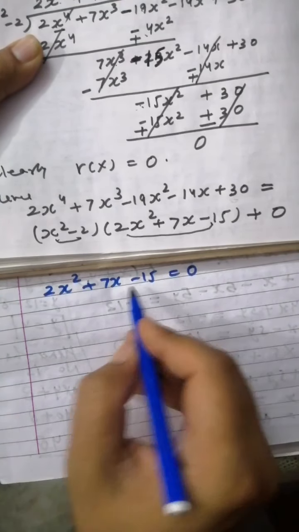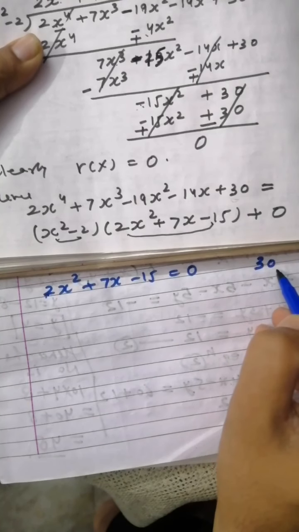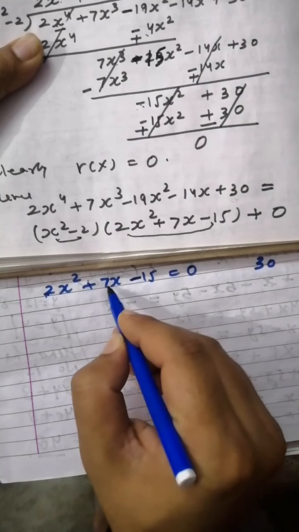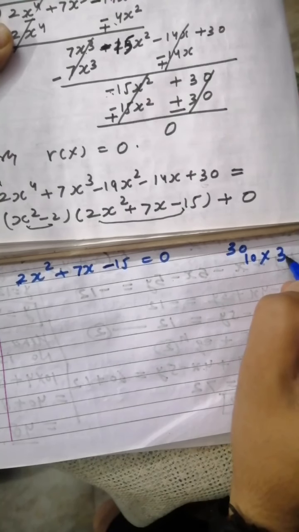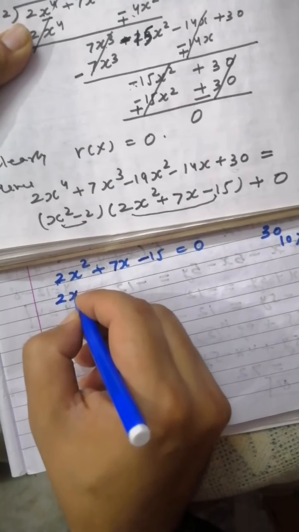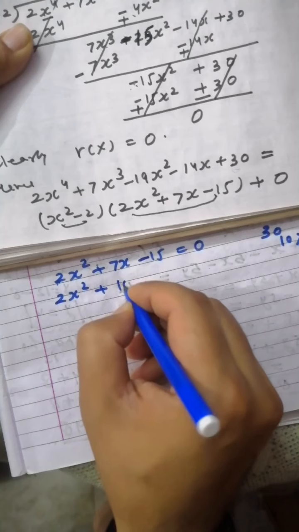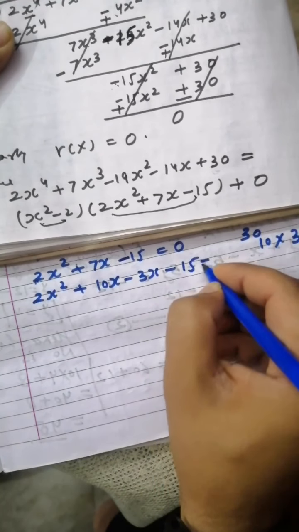So here you can see it is a quadratic equation. 2 multiplied by 15 means 30. We need factors of 30 such that their difference should be 7. So I think it will be 10 multiplied by 3. 10 times 3 is 30 and 10 minus 3 is 7. So here we will solve this. It will be 2x square plus 10x minus 3x minus 15 equals 0.